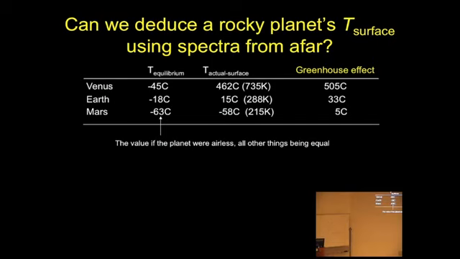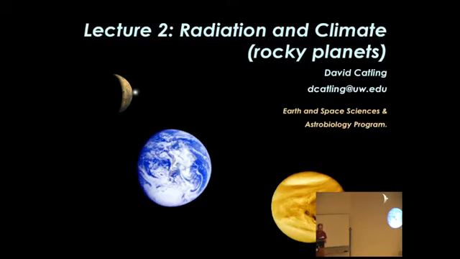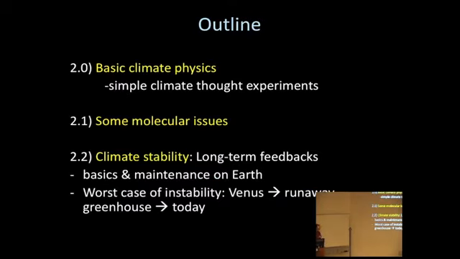All right, so this lecture is on the subject of climate and radiation. Again, my focus is rocky planets mainly. So what I'm going to talk about is the outline, some basic climate physics. So I'll start with some simple climate thought experiments. Then I'll talk about some molecular issues of radiation, absorption and emission. And then finally, I'll talk about climate stability, so long-term feedbacks that maintain a state.